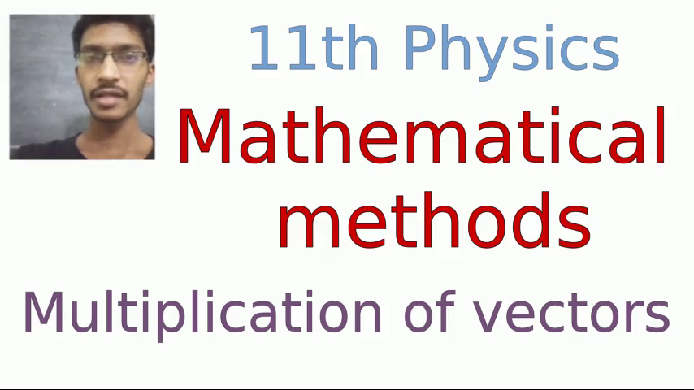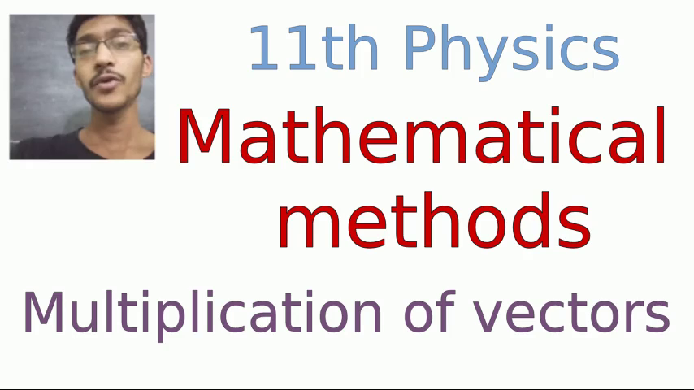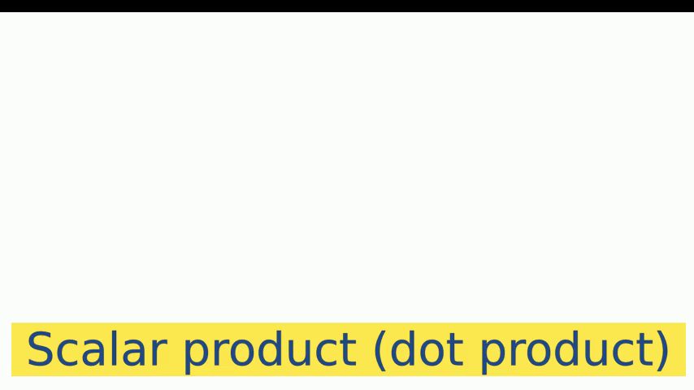Hello students, in the previous video we have seen how to resolve vectors, that is, resolution of vectors. Now in this video we are going to see what is vector multiplication, so how we can multiply two different vectors. The first type of multiplication of vectors is scalar product or dot product.